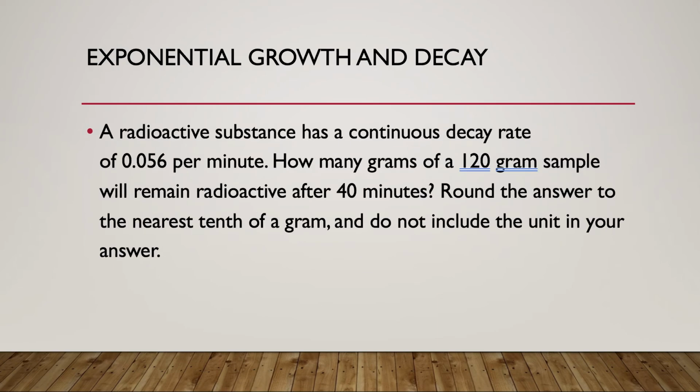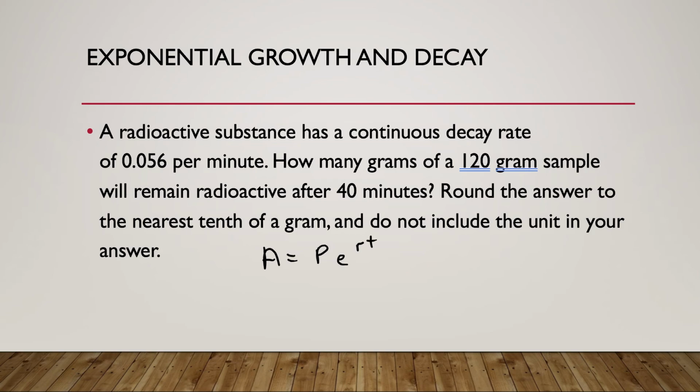All right, let's try one more. A radioactive substance has a continuous decay rate of 0.056 per minute. How many grams of a 120 gram sample will remain radioactive after 40 minutes? Round the answer to the nearest tenth of a gram and do not include the unit in your answer. Now this problem I pulled straight from Newton, so you will have similar problems as you're working on your homework. Again, we take that formula: final value equals initial value times e raised to the r times t.